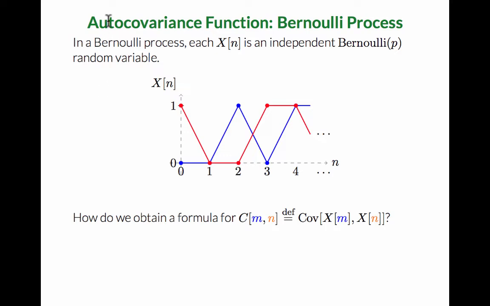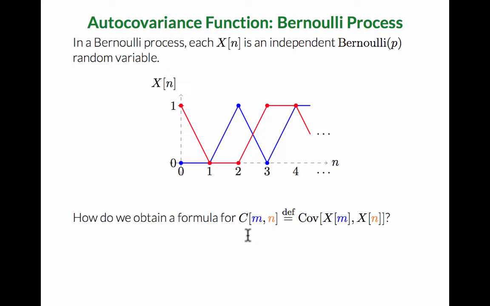Let's also calculate the autocovariance function for a discrete time process, the Bernoulli process. The Bernoulli process is very simple. At each time step n, we observe an independent Bernoulli p random variable. Now remember that Bernoulli random variables only take on the values 0 and 1, so two realizations of this process might look like this and this.